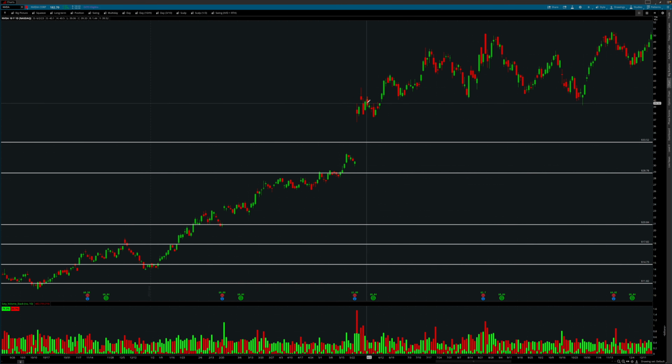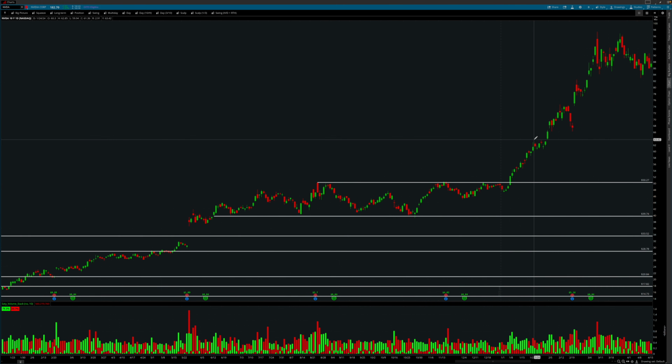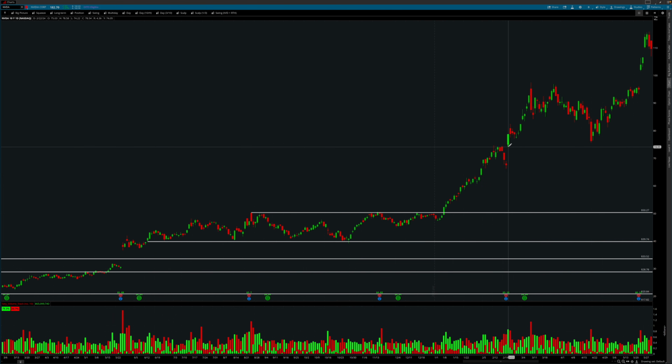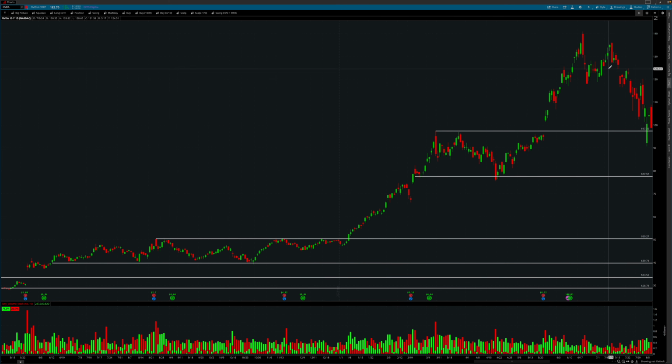It just keeps ripping. Now you can see that there's another zone setting up here, right? Got support here, support here. So let's draw that, right? And it can kind of show resistance here. So another zone, look at that. And it breaks out. Beautiful move. And there's another one here you could probably draw. Look at that. Breakout. New all-time highs. Another zone.